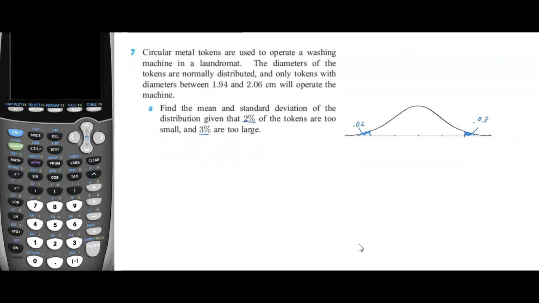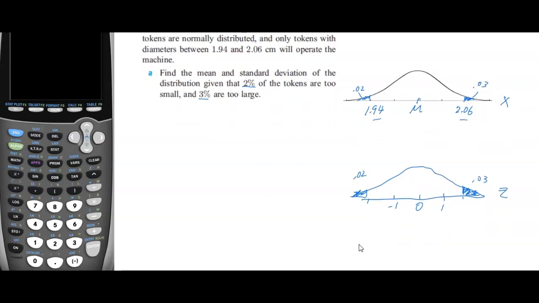Okay, so we are going to draw two normal distributions. One of them is going to be the x domain, and the other one is going to be the z domain. In the x domain, we know that these numbers are 1.94 and 2.06, and we don't know the mean and the standard deviation. In the z domain, we do know the mean and the standard deviation, 0 and 1 respectively, and we know the percentages are the same. What we need to calculate now are the z values which correspond to 1.94 and 2.06.